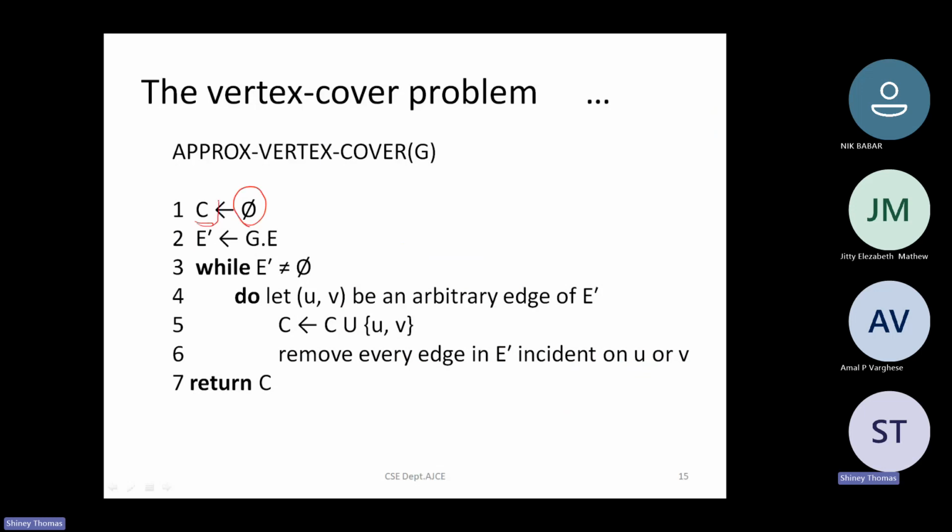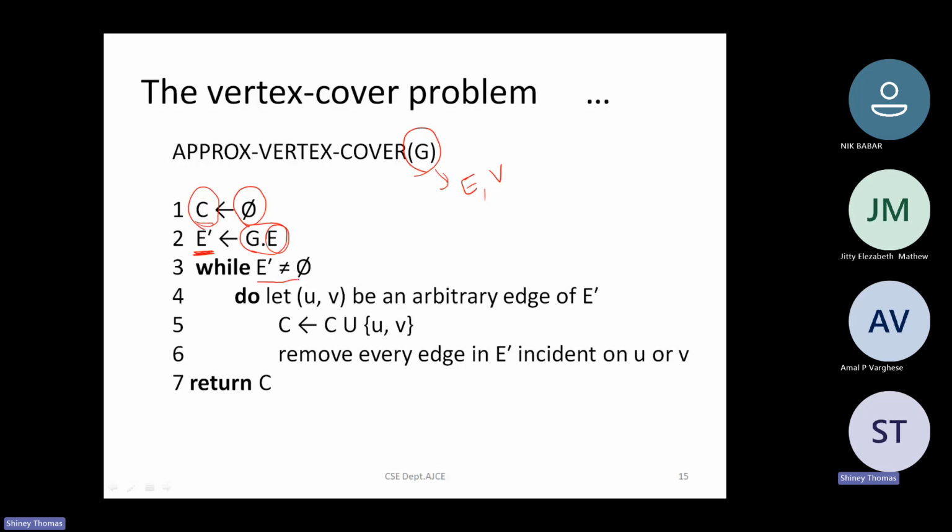So നമ്മൾ cost കണ്ടുപിടിക്കാൻ വേണ്ടിയുള്ളതാണ്. That is initially set as null. Then we have a variable E prime, which is a copy of the original G dot T. What is the meaning of G dot T? Our graph name is G, and G consists of a set of edges and a set of vertices. Okay, so take the edges from the graph G and call it as E prime.